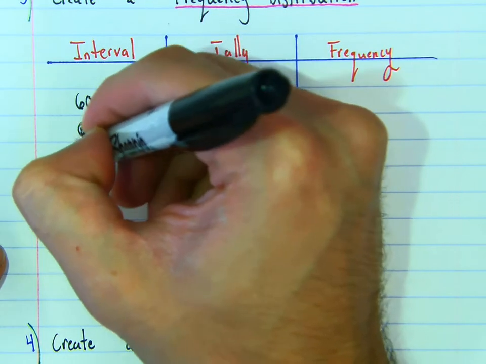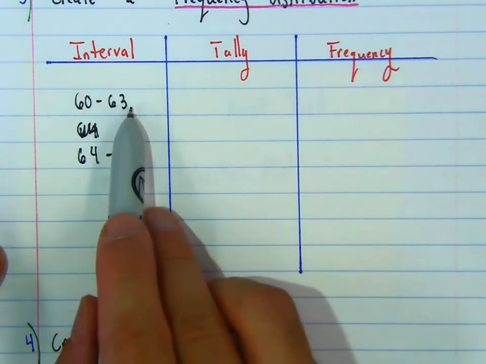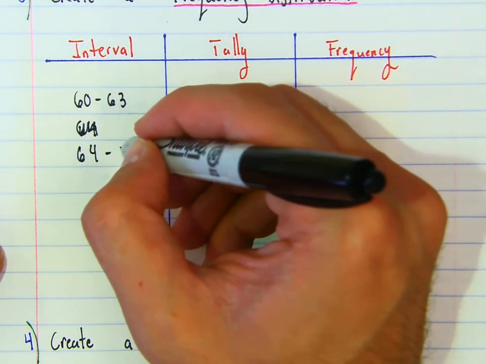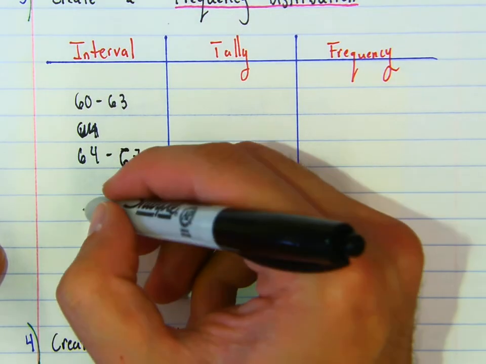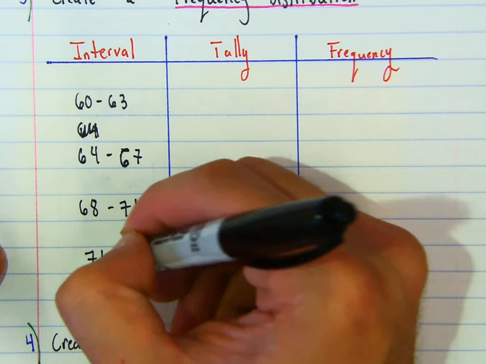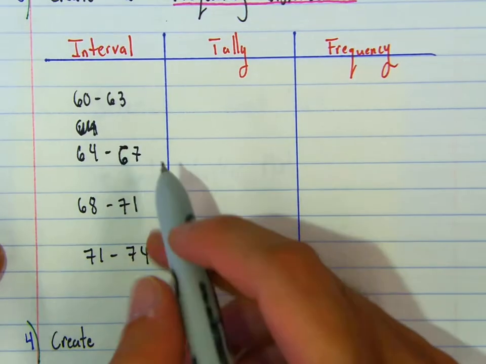64 to... let me write it over here. If this is a range of 3, then what number would have to go here? This would be 67, and then this would be what? 68 to 71, and then 71 to 74. Okay, so this is our interval range.